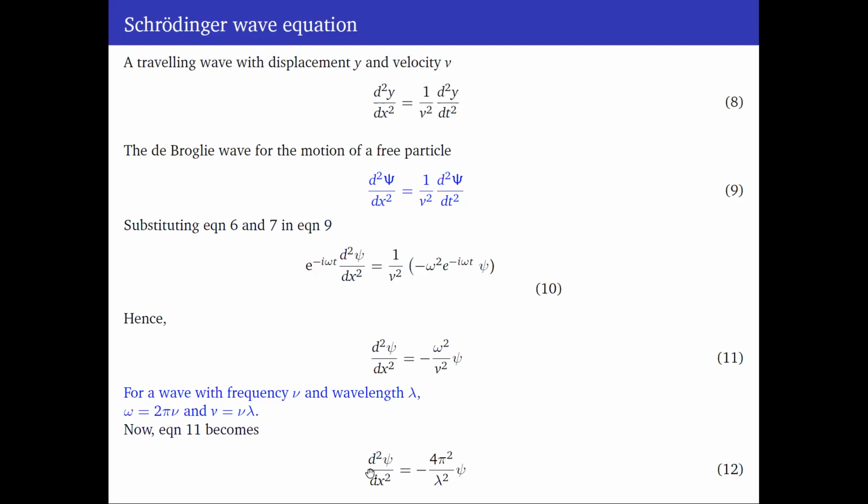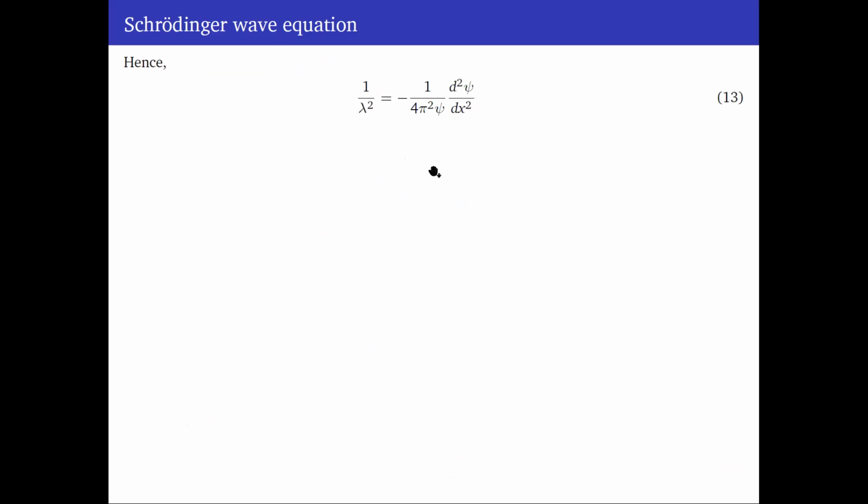The next step, I will just rewrite this expression and get 1 by lambda square. So if I want 1 by lambda square, this entire minus 4 pi square side goes to the left hand side and remains in the denominator. So it becomes 1 by lambda square is equal to minus 1 by 4 pi square small psi into d square psi by dx square.